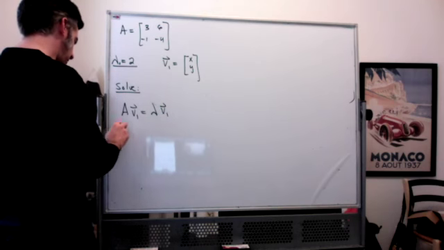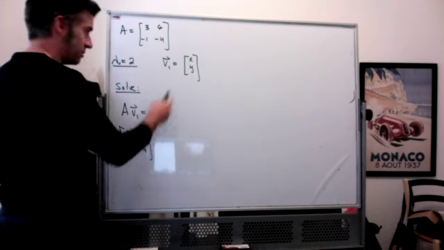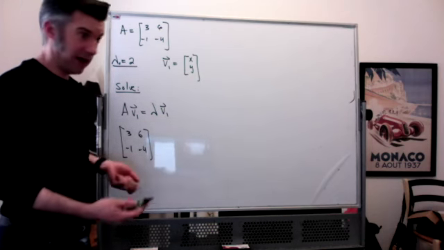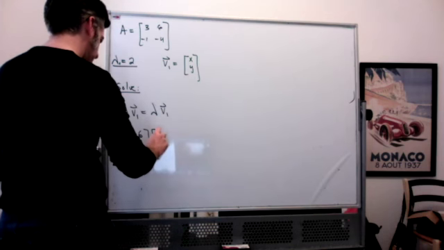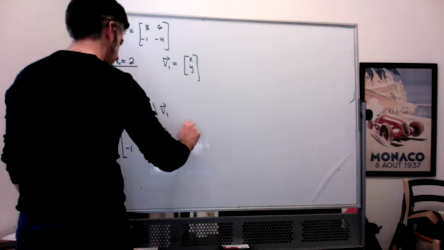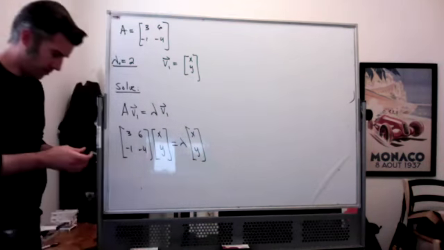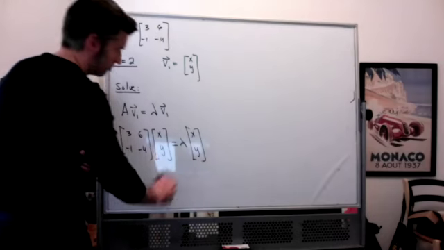So we're trying to solve this matrix, 3, 6, -1, -4, times the eigenvector that we're trying to find, x y, equal to lambda times x y. Okay, oh sorry, lambda is 2. Apologies.